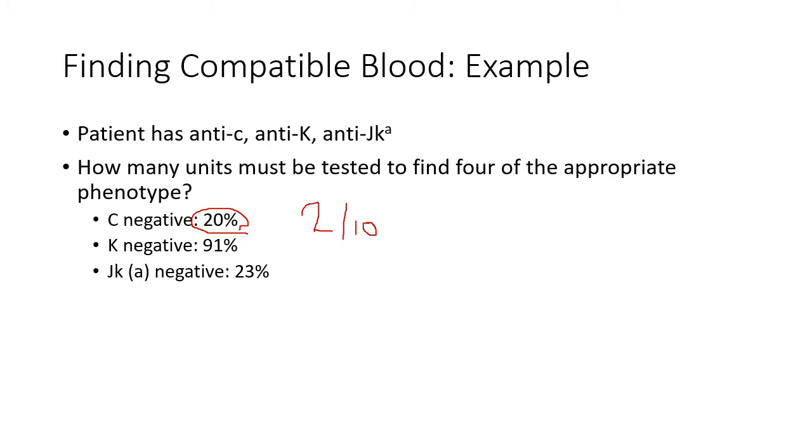Kel, 91% of the patients are negative for Kel. That means 9 out of 10 will be negative, right? And JKA, 23% of the population will be negative. We're just going to say 2 out of 10 will be negative. So out of 10 units, 2 units should be negative for little c. Out of 10 units, 9 should be negative for Kel. And out of 10 units, 2 should be negative for JKA. The question is, how many of those units will be negative for all 3 at one time?